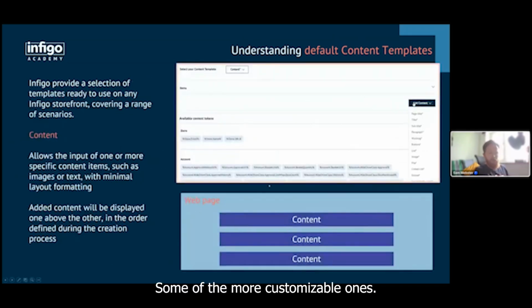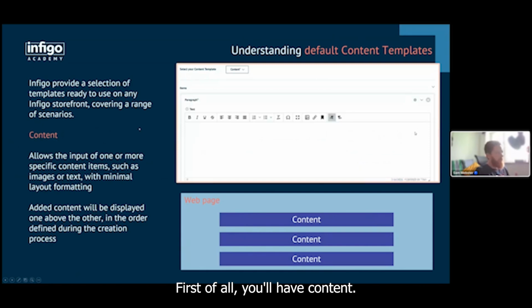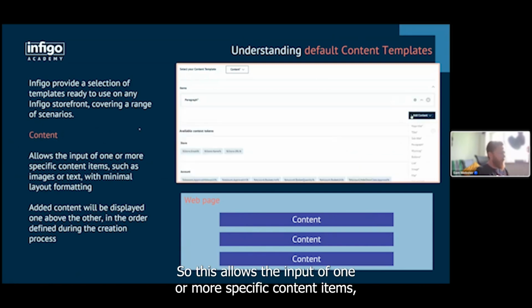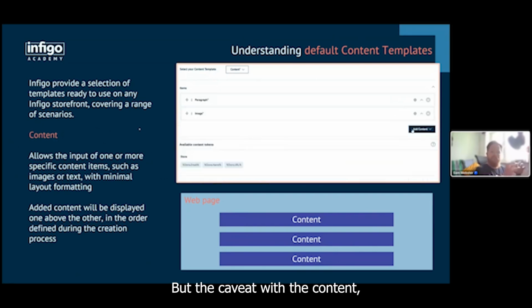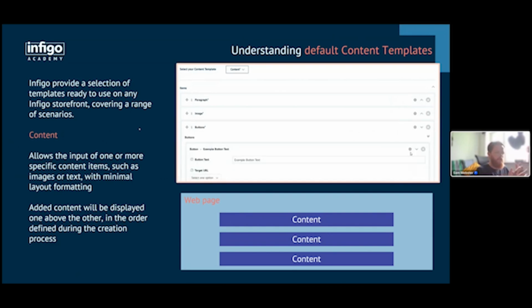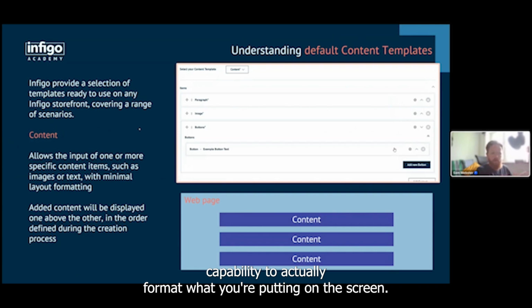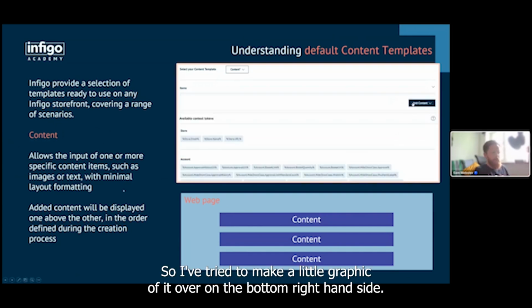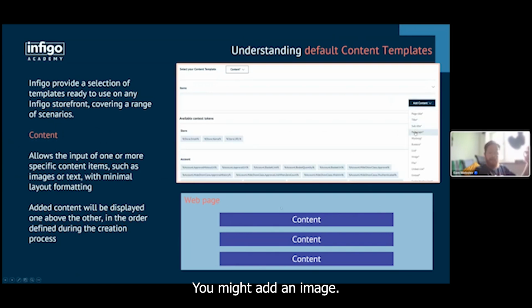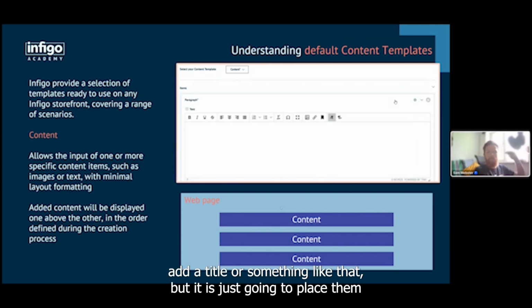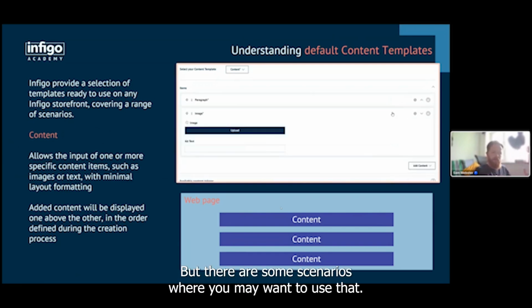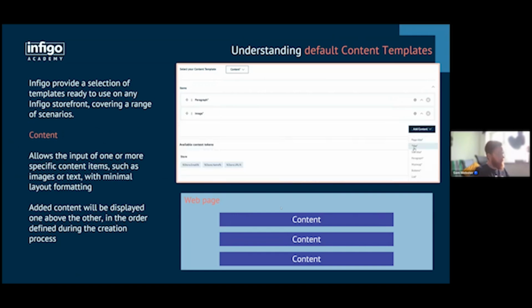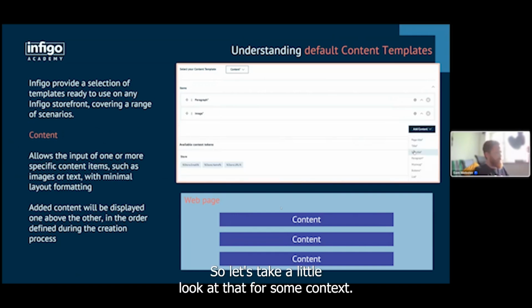Some of the more customizable ones, first of all, you'll have content. So this allows the input of one or more specific content items, such as images or text. But the caveat with the content selection is that you get very minimal capability to actually format what you're putting on the screen. So I've tried to make a little graphic of it over on the bottom right-hand side. You might add an image, you might add a title or something like that, but it is just going to place them one after the other on the page. So a fairly basic layout, but there are some scenarios where you may want to use that. So let's take a little look at that for some context.